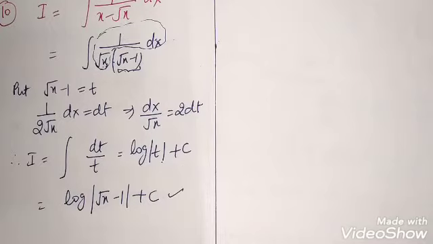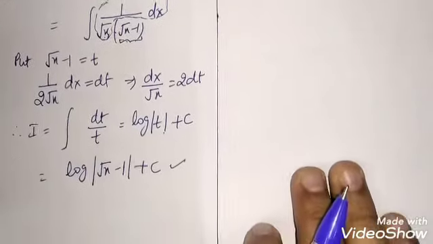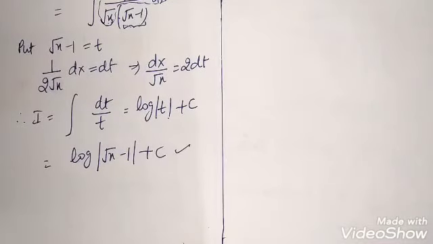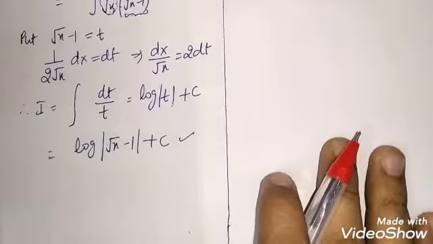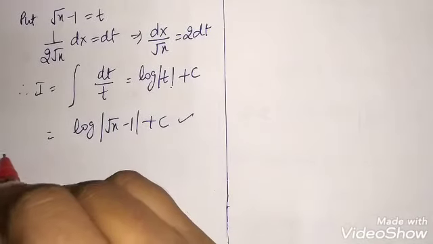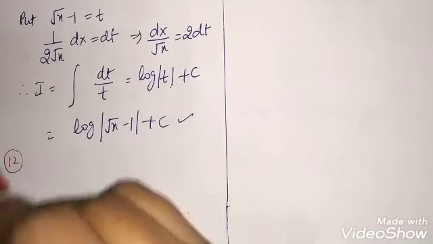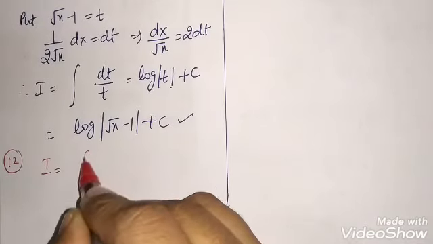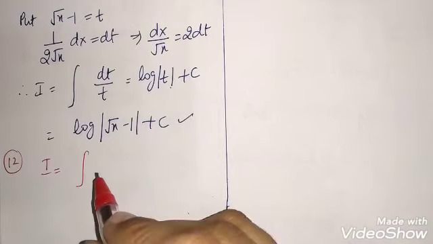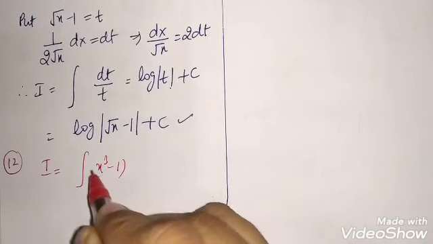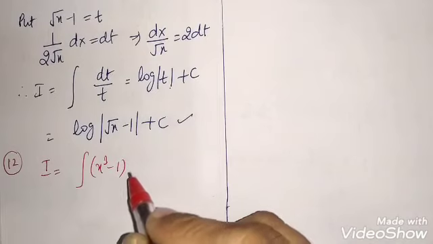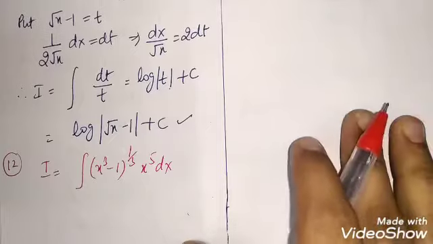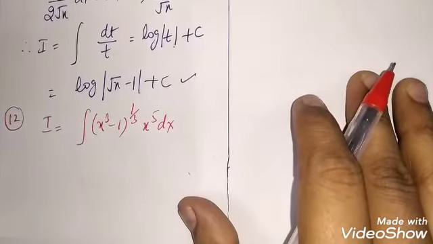Question number 11: do it by yourself. Put x plus 4 to be t in the denominator. Moving to question number 12 now. You have to calculate the integral I equal to the integration of x cube minus 1, whole to the power 1 by 3, into x to the power 5 dx.